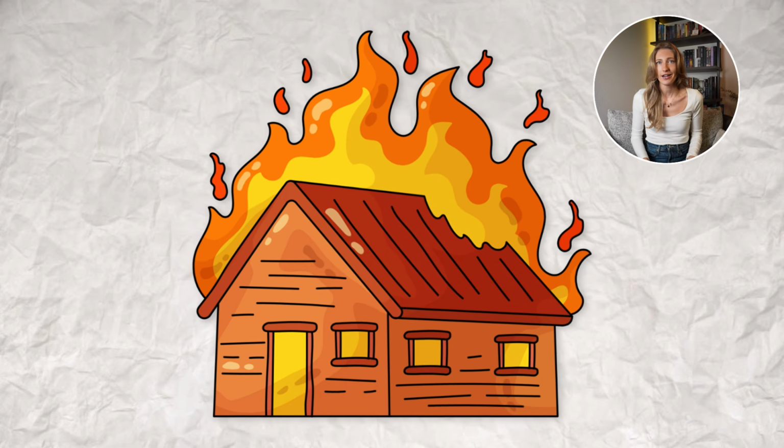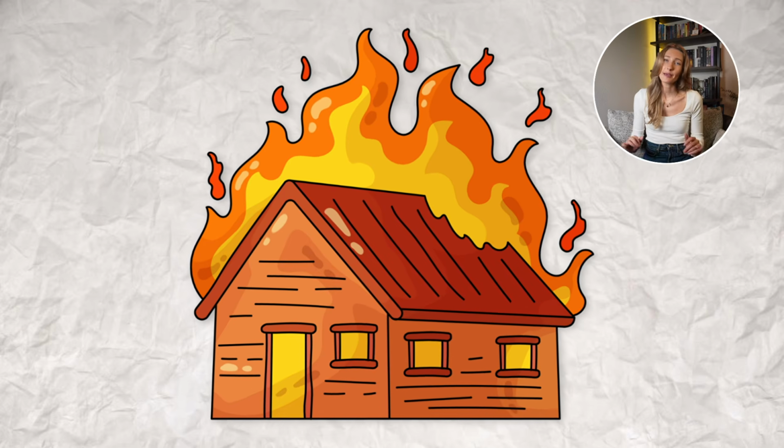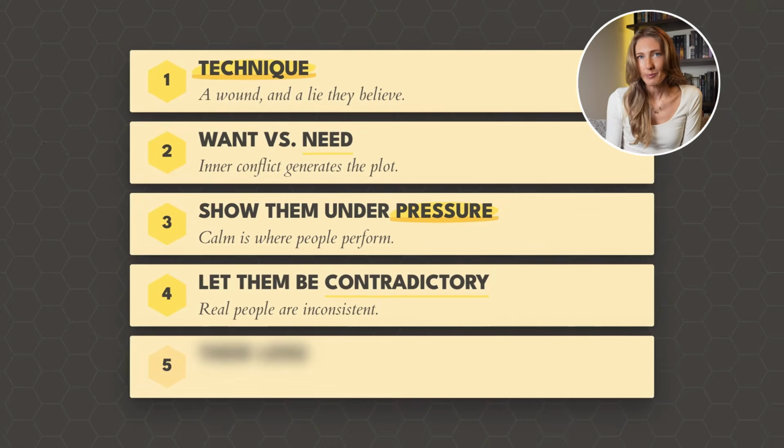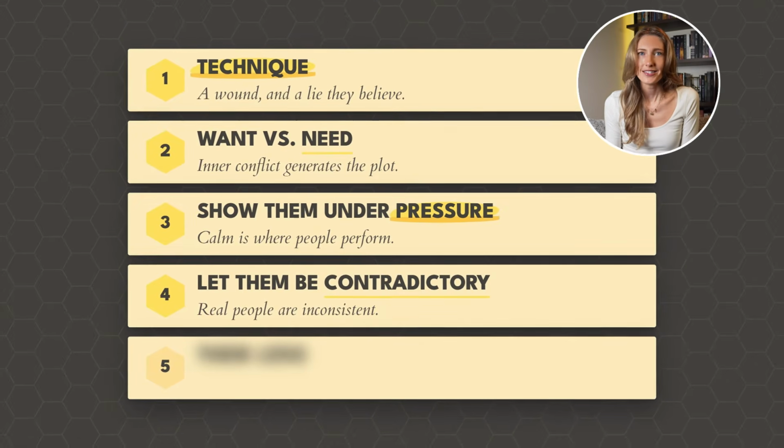Don't tell me she's brave. Set the building on fire and let me watch. 4th, let them be contradictory. Real people are gloriously inconsistent. We are brave about enormous things and cowardly about small ones. We are generous on Tuesday and petty on Thursday about the same thing.